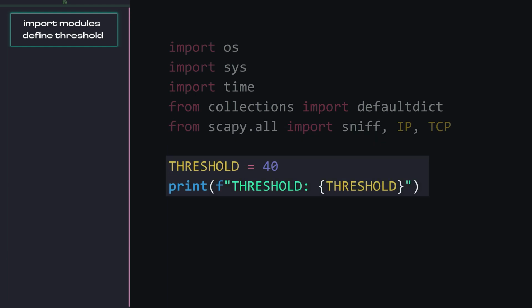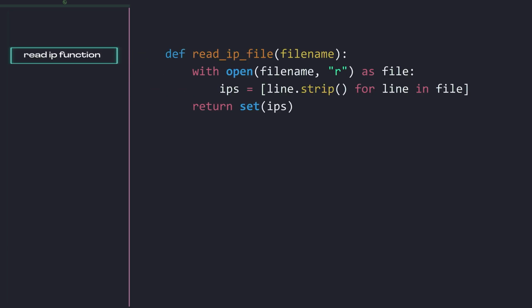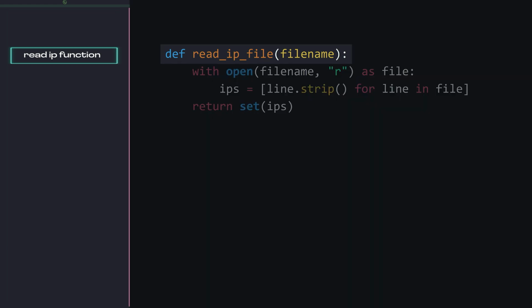So once we're done importing modules, we'll set the threshold constant here to 40, which basically just means if any IP sends data in excess of 40 packets per second, we will block that IP. So next up, let's have a look at our read IPs function, which we'll use for the processing of our white and black lists. Here we define the function readIPFile, which receives the argument filename and reads a file containing a list of IP addresses. We open the file with a given filename in read mode and use a context manager to automatically close the file after reading.